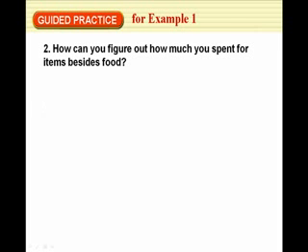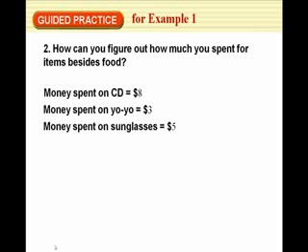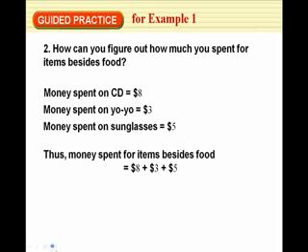So number 2, how can you figure out how much you spent for items besides food? Well, besides food, remember we bought a CD, a yo-yo, and we bought sunglasses. So how do we figure that up? We add them up. So you'll notice that comes out to be $16.